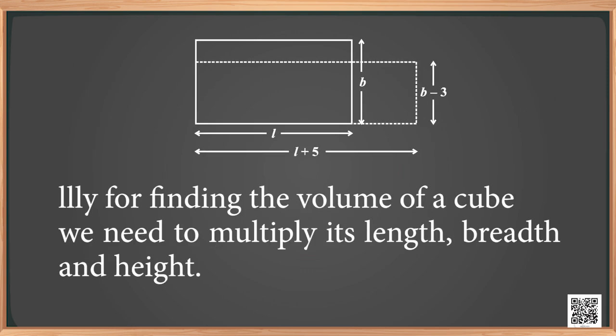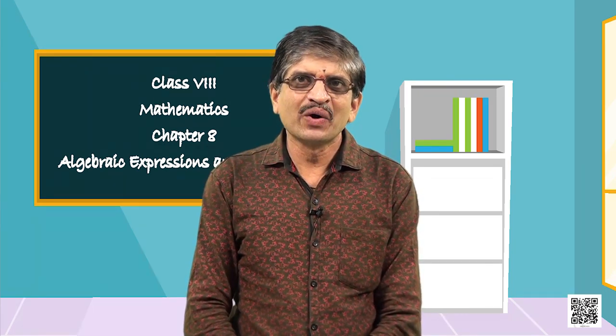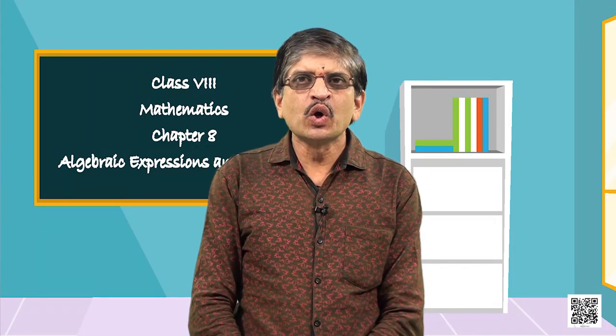Similarly, for finding the volume of a cube, we need to multiply its length, breadth, and height. You can now think of more situations where we use multiplication of algebraic expressions. In all the above examples, we had to carry out the multiplication of two or more quantities. If the quantities are given by algebraic expressions, we need to find their product. This means we should know how to obtain their product. Let us do this systematically.